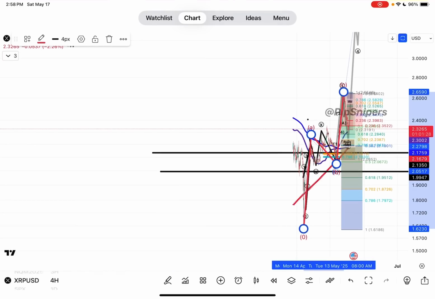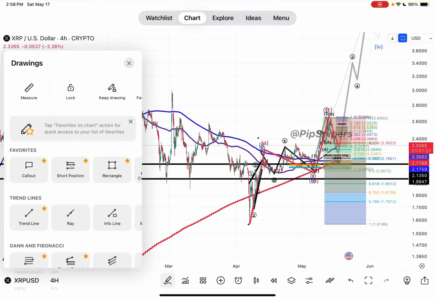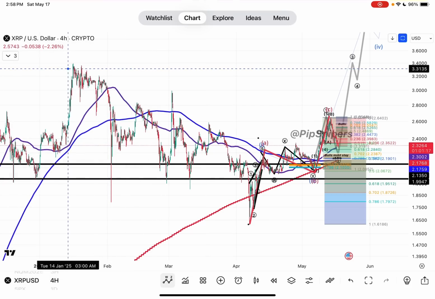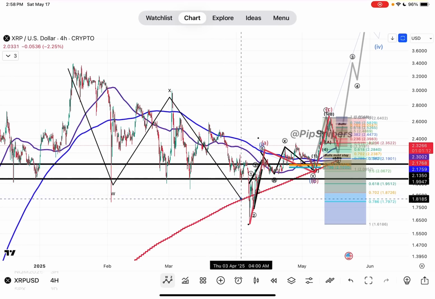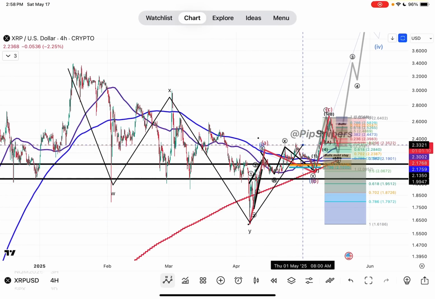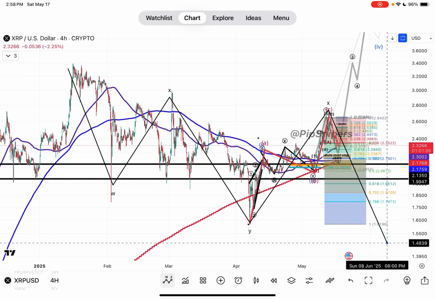He was showing that it would just be a triple zigzag combo where this over here is your W, this over here is your X, this over here is your Y, this is another X, and then you come down for your Z.